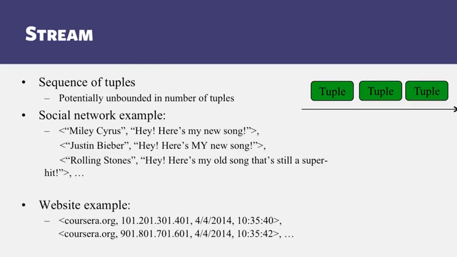For instance, in our social network example, we could have all the tweets that are being put out there be a stream. So for instance, the Miley Cyrus tweet followed by the Justin Bieber tweet followed by a tweet by Rolling Stones that says, here's my old song that's still a super hit, and so on and so forth. You can have other tuples coming in as well. Similarly, in the website example, the two tuples we discussed might be part of a stream that contains other tuples as well. Essentially, you have a sequence of tuples coming in, or a stream, and you need to process these tuples potentially one tuple at a time.